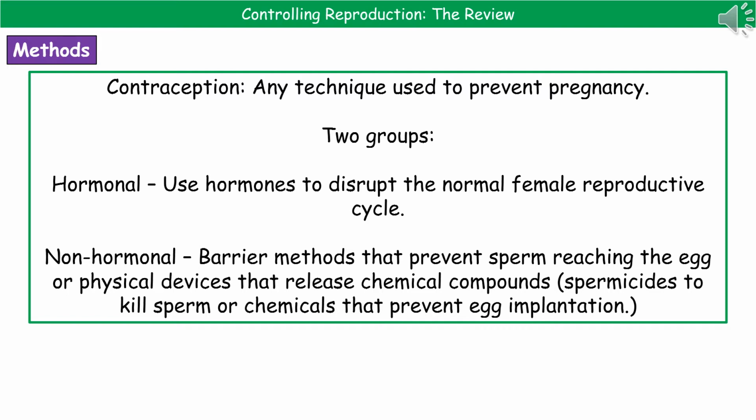And these can be split up into two groups. You've got hormonal contraceptives, which use hormones to disrupt the normal female reproductive cycle. And we've got the non-hormonal contraceptives, which are barrier methods that are going to prevent the sperm from reaching the egg, or physical devices that are going to release chemical compounds like spermicides which kill sperm, or chemicals that are going to prevent the egg from implanting within the uterus.